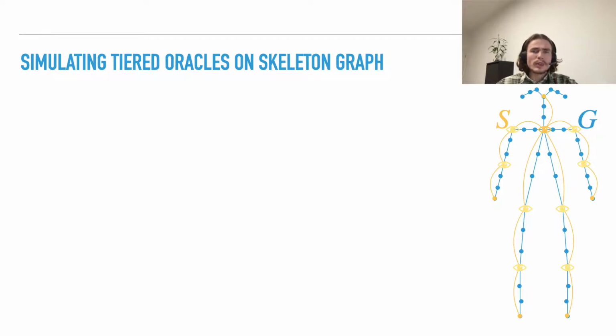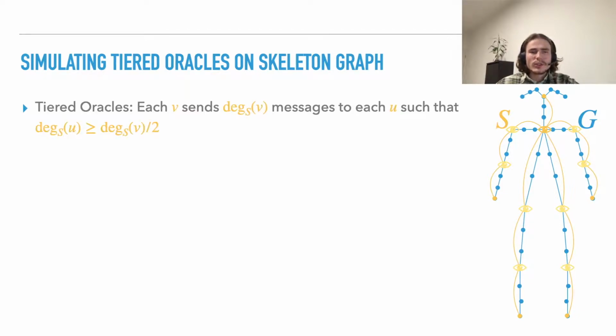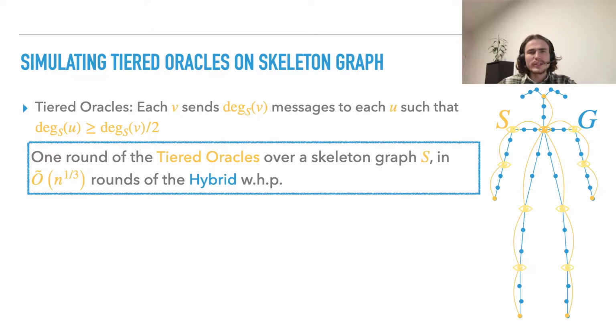In the oracle model, we pretty much exploited the entire sending potential of each node, the unicast potential. However, each node may send more messages with multicasts. Recall that in the tiered oracle model, each node has a set of deg(v) messages, and in one round it sends those messages to all the nodes with degrees higher than the degree of this node. We show how to simulate one round of the tiered oracles in roughly Õ(√n) rounds of the hybrid model.